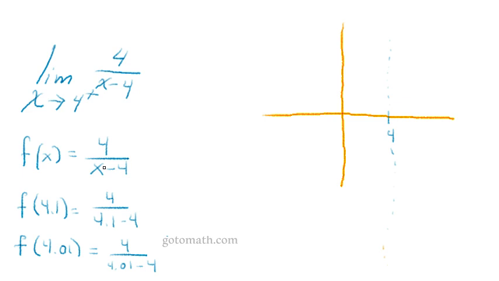Now, we said this was going to be a positive number, right? Positive, positive. So we know that this thing is going up in this direction. If we were to plug 0 in here, you get 4 over negative 4, which is negative 1. That's down here, right?